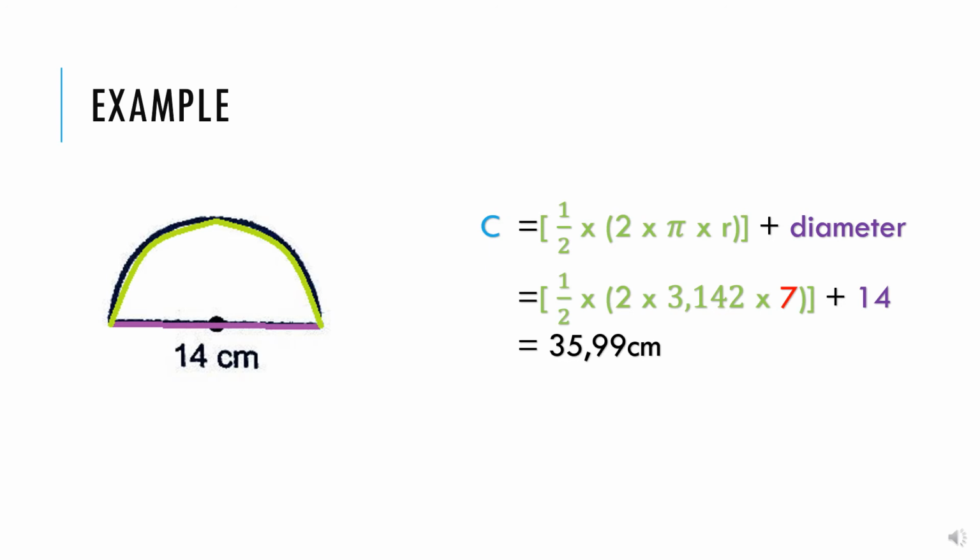But what is the radius? The radius was not given on the actual semicircle there, and we can easily calculate that radius by just dividing the diameter by 2. So you'll see I've substituted 7 there in the place of the radius in red. So the total value of this circumference equals 35,99 centimeters.